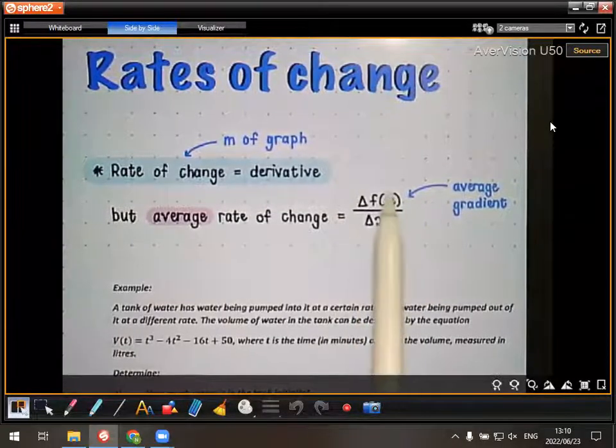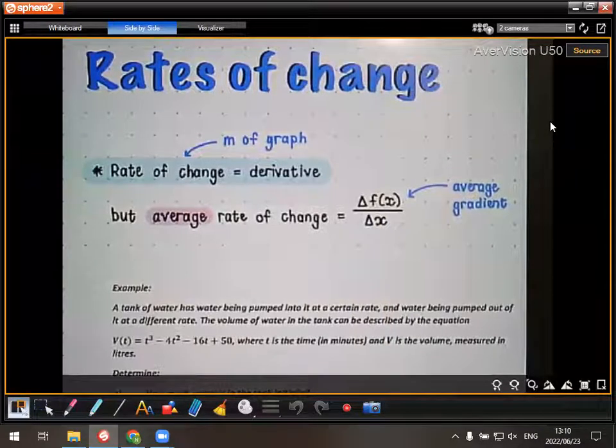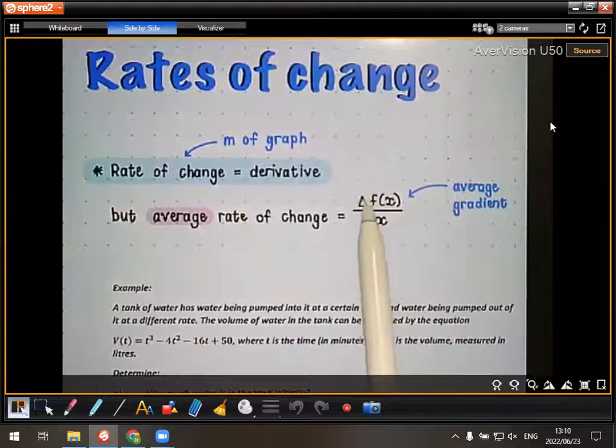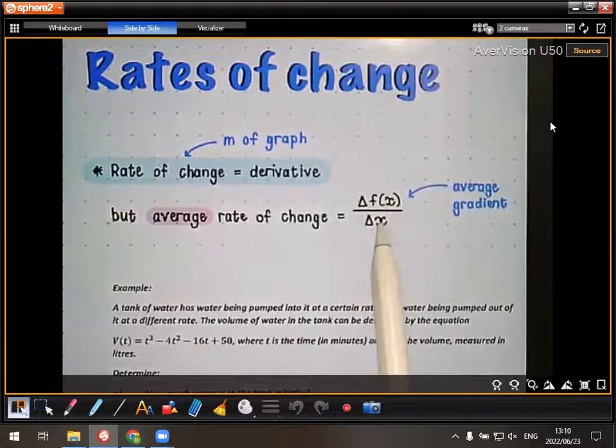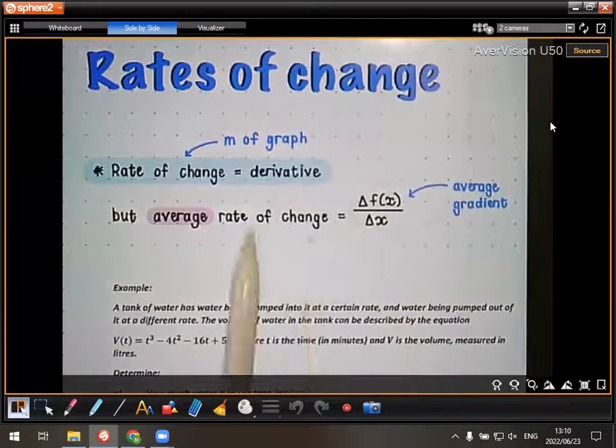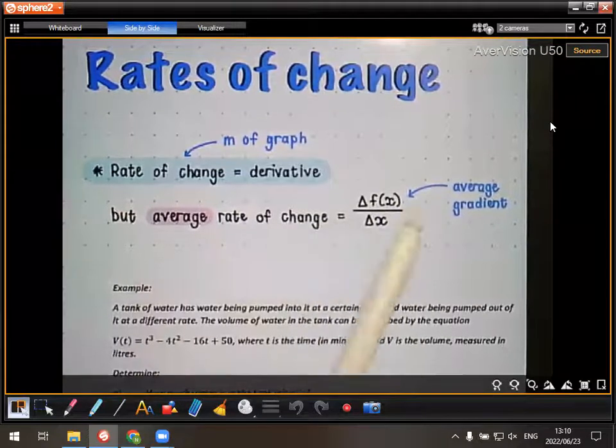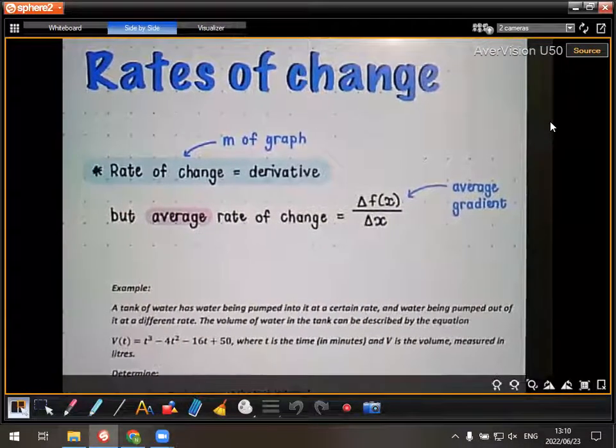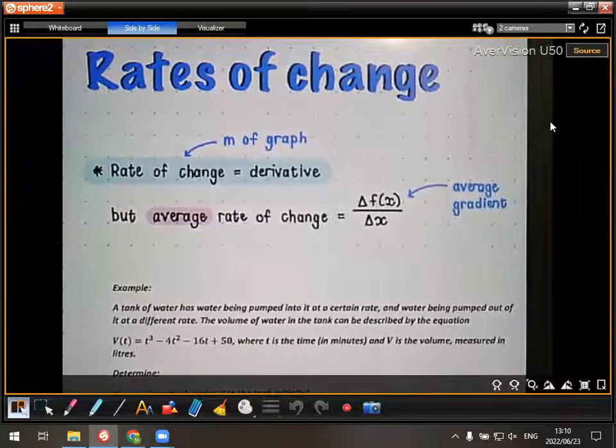I didn't write y here because it's not always going to be a y. You'll see now in this first example, they're talking about the volume of water. So in that case, the y would be the volume. That's why I put the function here. So the change in whatever the function is over the change in whatever value is set. Let me see if I can find an example. It's not really common for them to ask it like that, but it might come up. We can just do an example quickly next time.